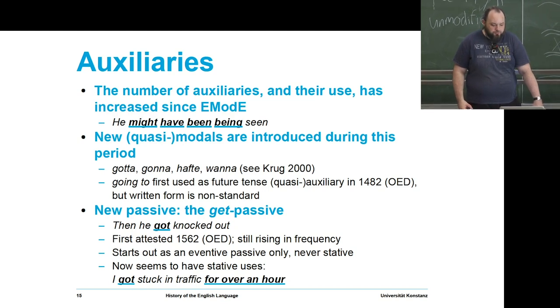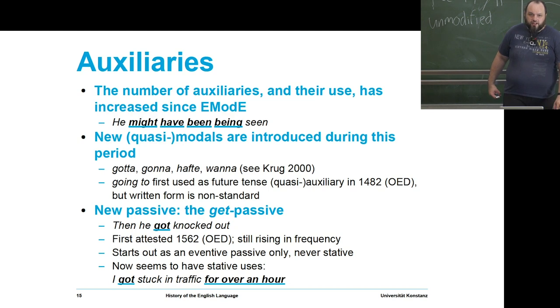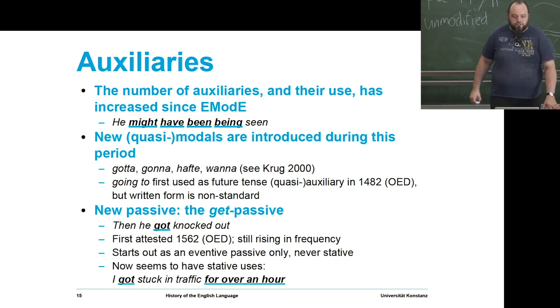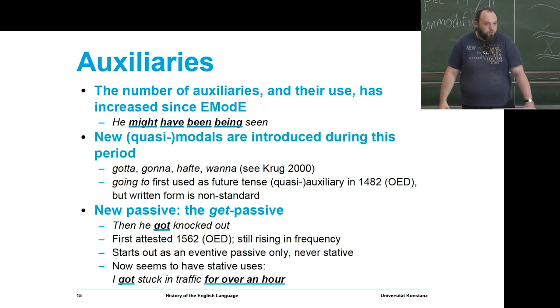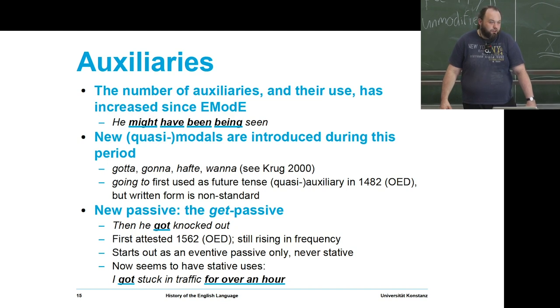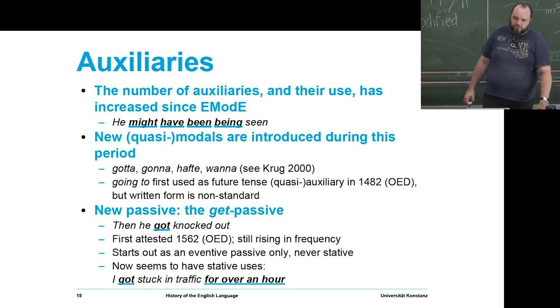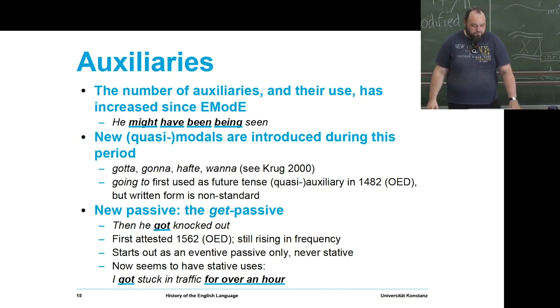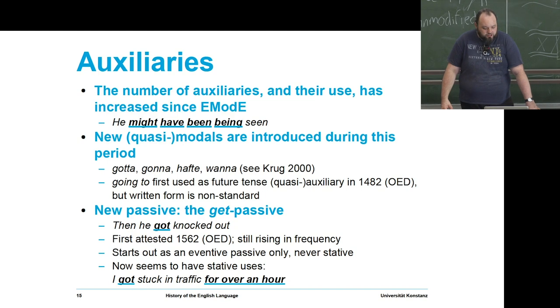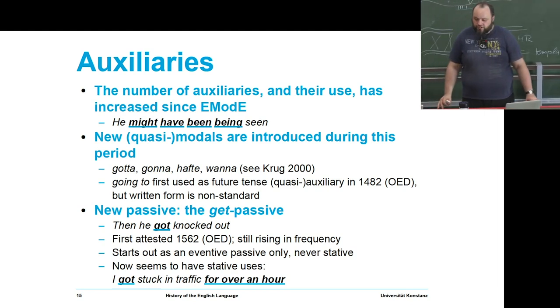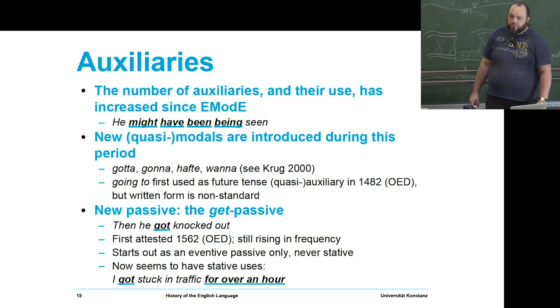Another thing that we find during this period is that new modals are introduced into the grammar, or rather quasi-modals, because these modals that we get during this period are not proper modals. They don't display the other properties of modern English modals. They don't show the so-called nice properties that are sometimes discussed. You can't invert them, for instance. But they function much the same. So forms like gotte, gonna, hafte, wanna, you don't write these things down, right? The standard spelling does not represent them at all, but they're extremely productively used in speech. So pretty much everyone uses them, even in high register speech.